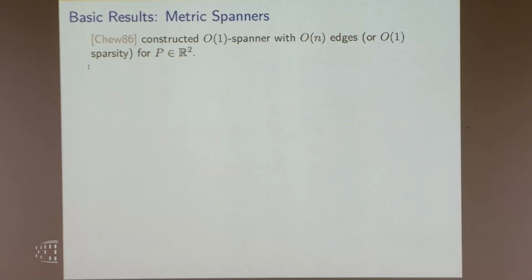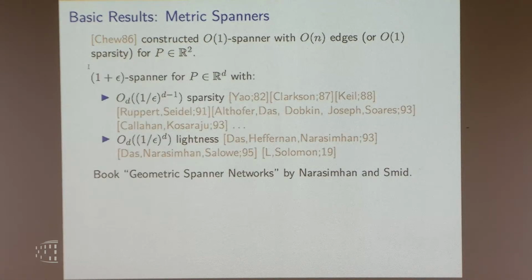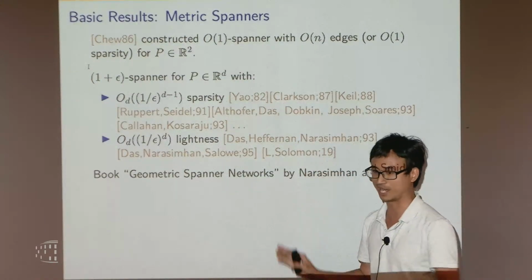Euclidean spanners have been studied for decades, starting from a paper in '98 that, as far as I know, first constructed a spanner with constant stretch and only a linear number of edges, or constant sparsity, for point sets in the Euclidean plane. Then there was a massive amount of work afterward trying to get the stretch down to 1 plus epsilon for any fixed epsilon, and also to extend to higher dimensions. I'm going to miss a lot of references here, because it starts from the 90s up to now. So it's a lot of work.